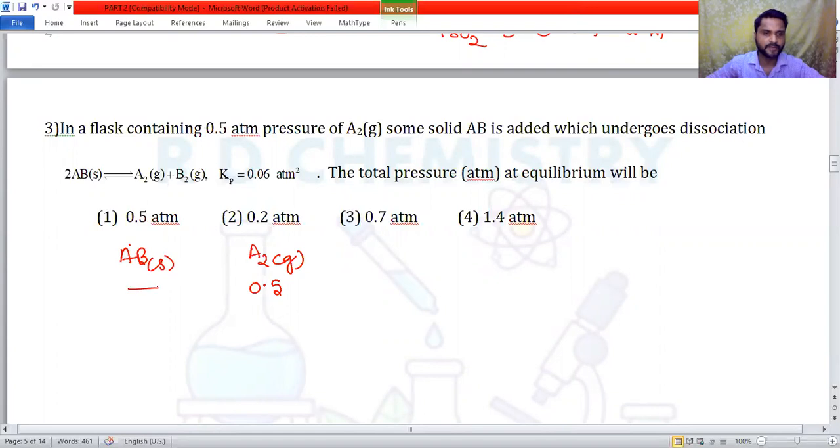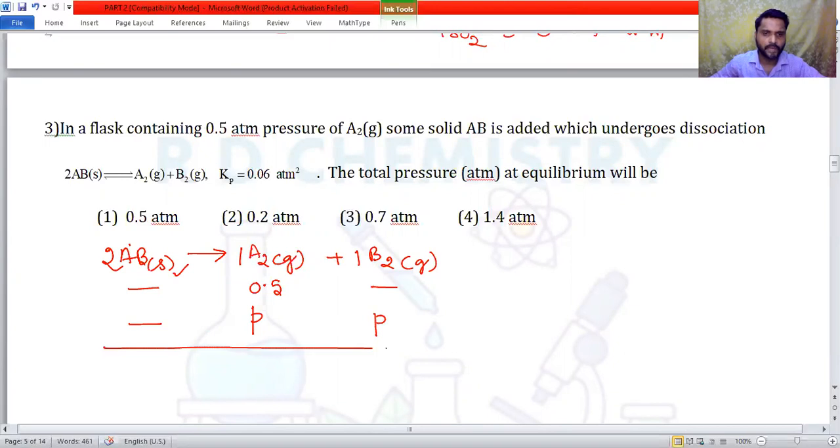Remember, solid does not exert any pressure. According to the equation, 2AB will give A2 plus B2. B2 is a gas. But to begin with, B2 was not there, only A2 was there. Now, this solid will decompose. The number of moles decreases, and an equal amount is formed on the product side, right? Now, the products are in the ratio of 1:1.